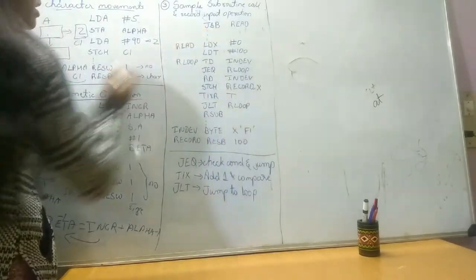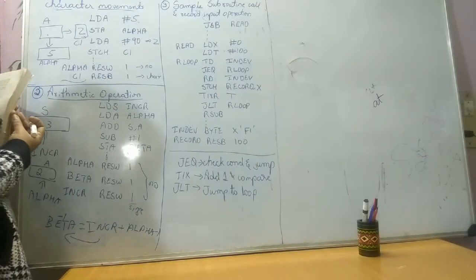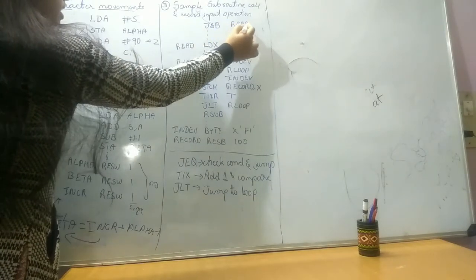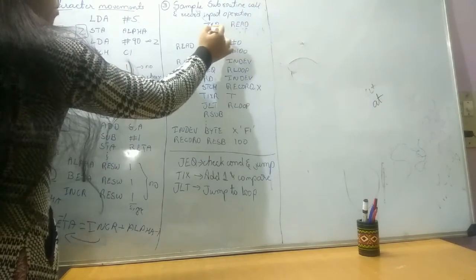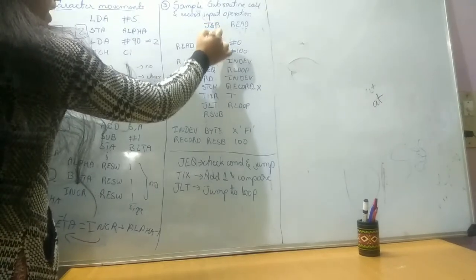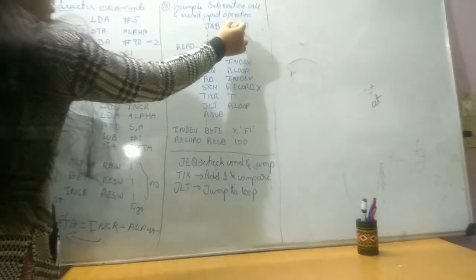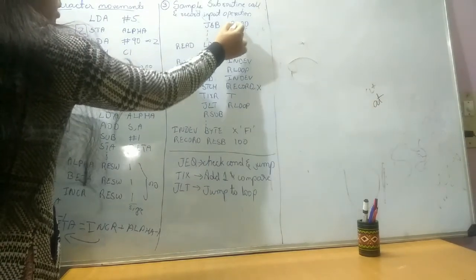JSUB is nothing but a jump to the subroutine. Which subroutine? I am giving the name as READ. And where is the READ? It may be somewhere in the program. If a hash indicates that, it may be somewhere in the program. So we have to jump to the subroutine READ.